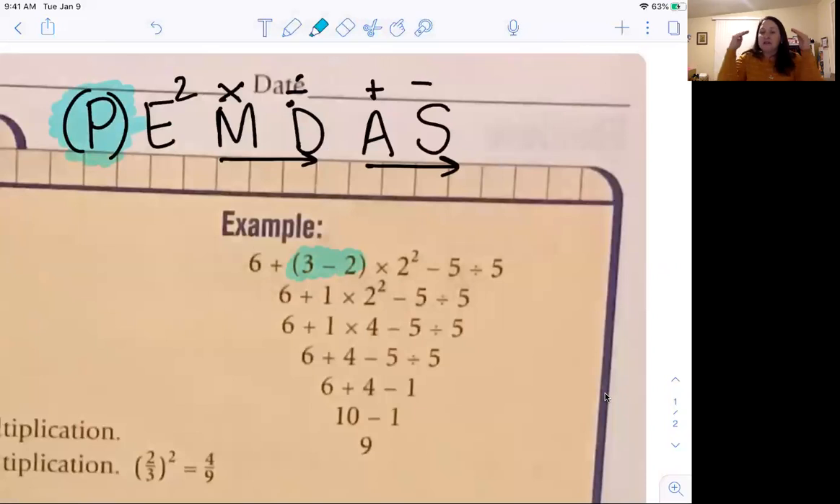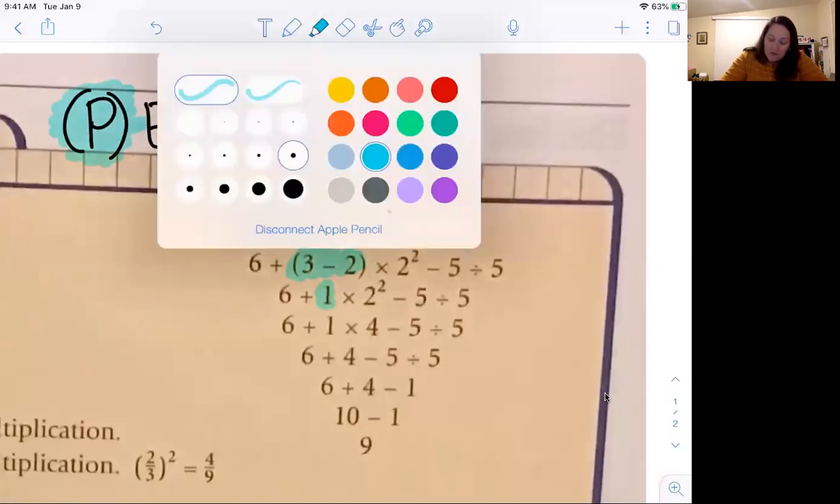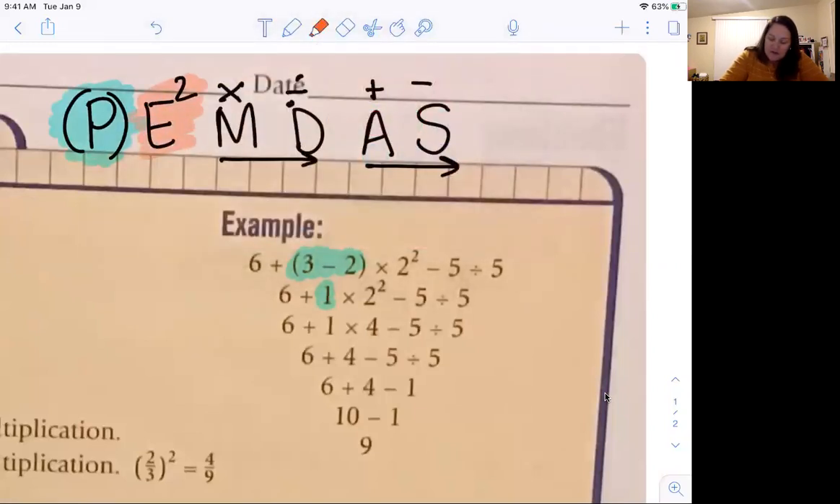Every single time you solve something, rewrite the problem. It's going to look like a little upside down triangle when you get done. So 3 minus 2 is 1. So we've solved that one. Then we move on to exponents. Do we have any exponents here? We sure do. We have 2 squared. Well, 2 squared is 4. So we're going to rewrite everything else the way that it was, and make 2 squared say 4.